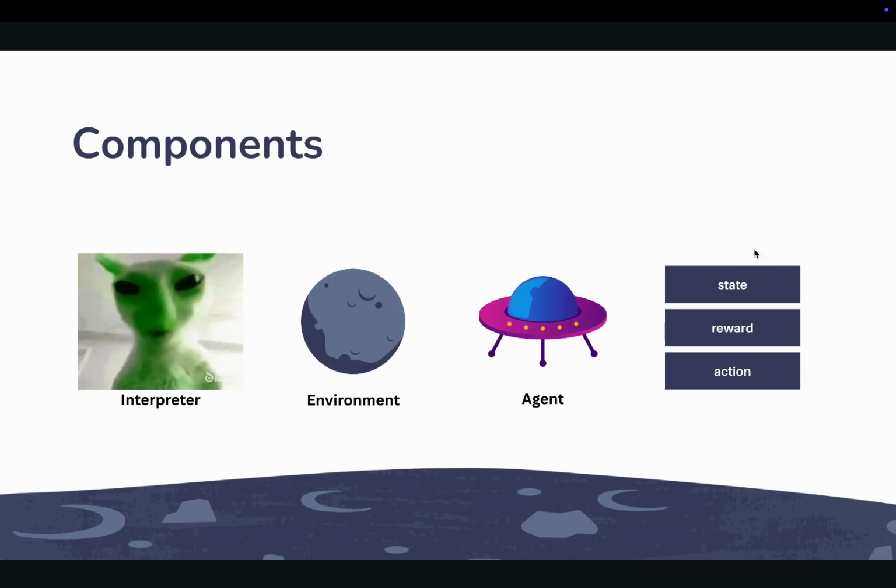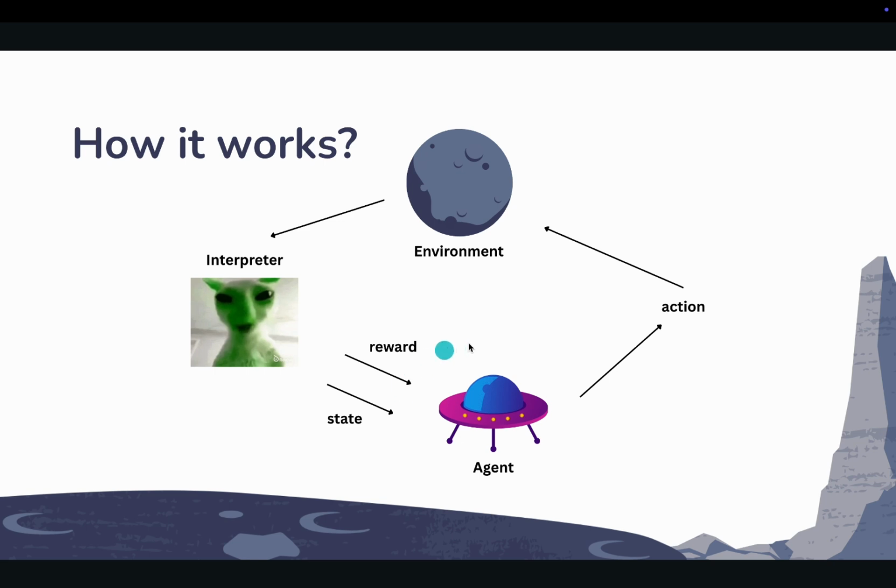These are components of reinforcement learning. Agent is the decision maker, environment is the system, state is the condition the agent is currently in. Reward is the feedback, and action is the possible moves that the agent can make. These figures show how reinforcement learning works. When the agent makes an action to the environment, it will return the state and the rewards to the agent.